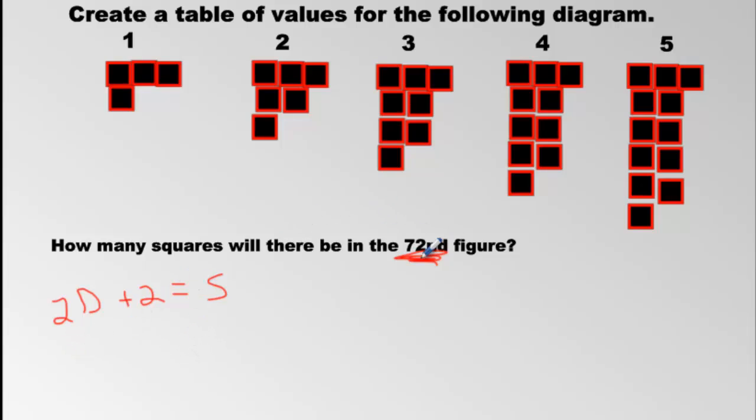So now we're going to put the 72 where? Are we going to put it in the S or are we going to put it in the D? If you said D, you're absolutely correct because D stands for the diagram number, which is the 72nd diagram. I'm going to substitute it in. I'm going to put 2, bracket, I'll put 72. And then I will add 2 more, and that should get me my value for S.